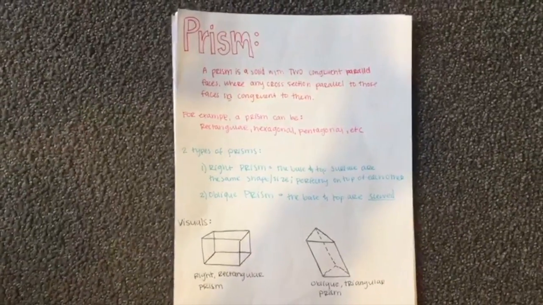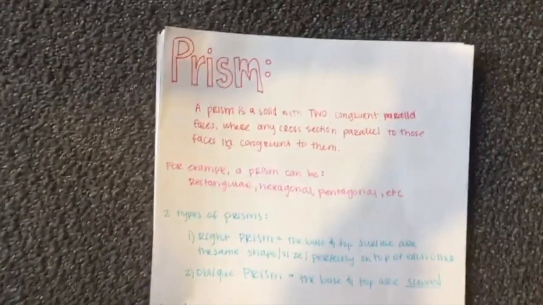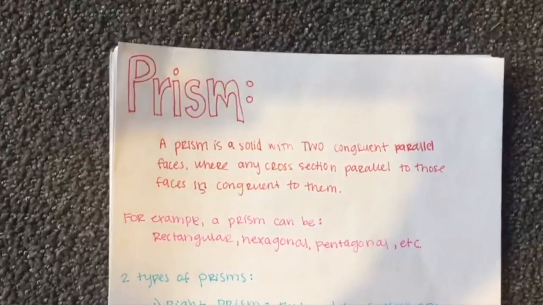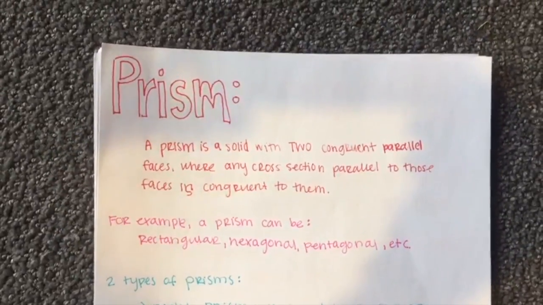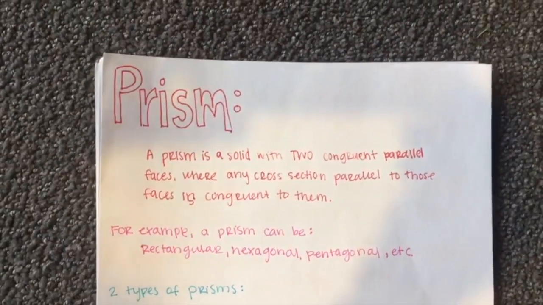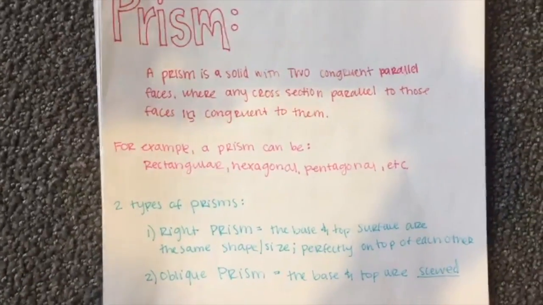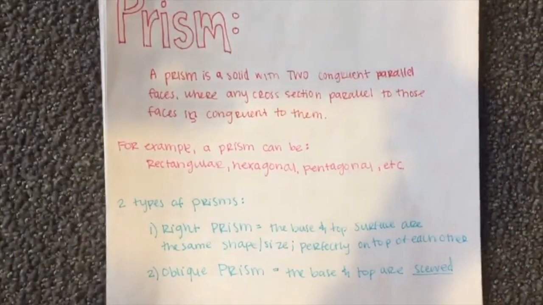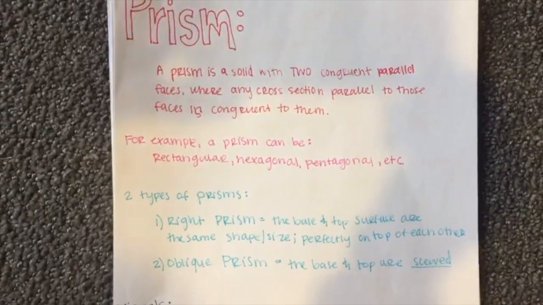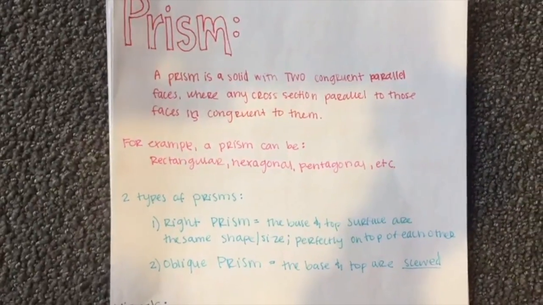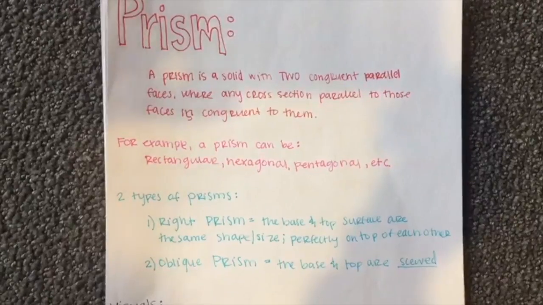Today we are going to learn about cross-sections of pyramids and prisms. A prism is a solid with two congruent parallel faces, where any cross-section parallel to those faces is congruent to them. For example, a prism can be rectangular, hexagonal, pentagonal, etc. This means that the top and bottom of the shape are rectangles, hexagons, pentagons, etc.